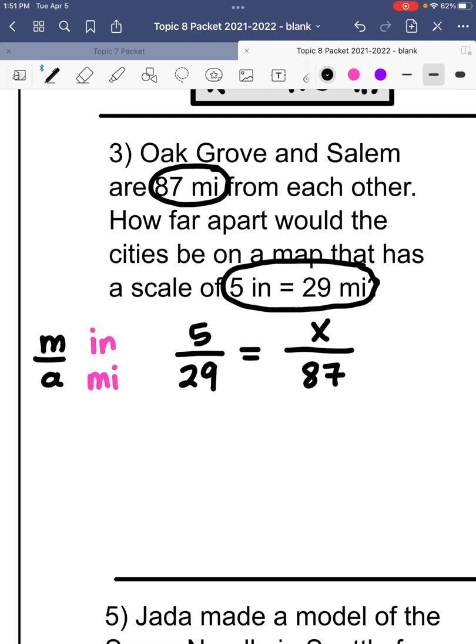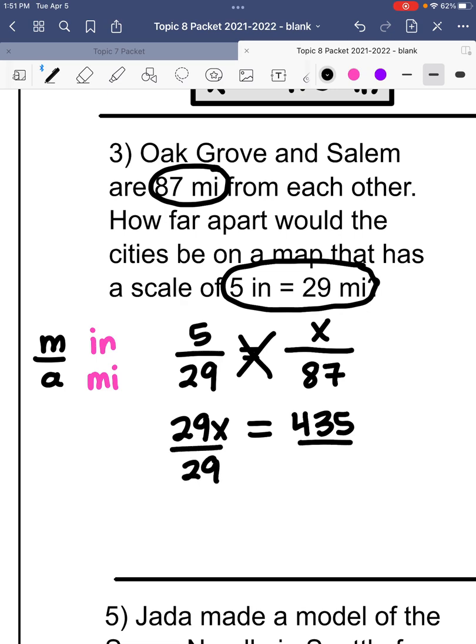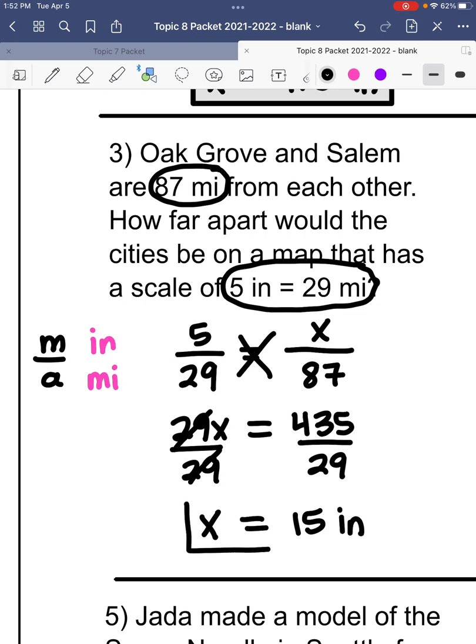So now I'm ready to cross multiply. 29 times x is simply 29x. And then I multiply 5 times 87. And if I put that into my calculator, I get 435. Now to get that x by itself, I'm going to divide by 29 on both sides. My 29s cancel out. X is by itself. 435 divided by 29, if I put that into my calculator, I get 15. 15 what? 15 inches. Remember, I have to include my units.